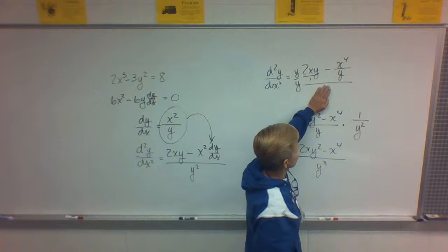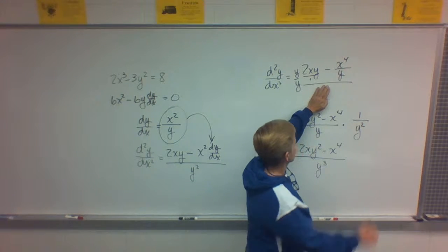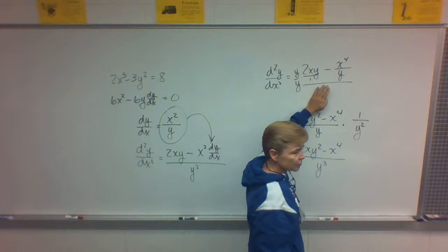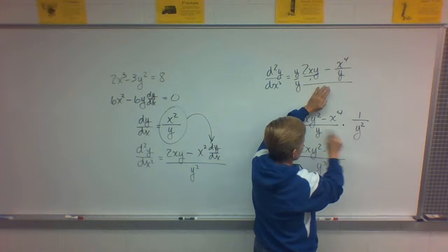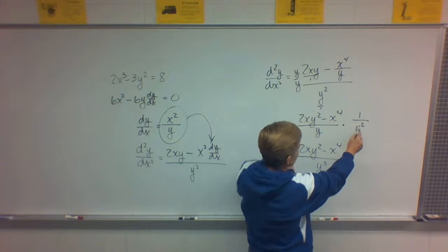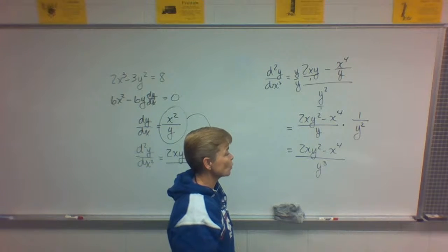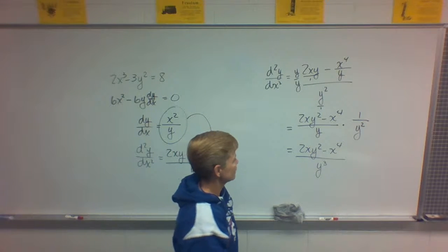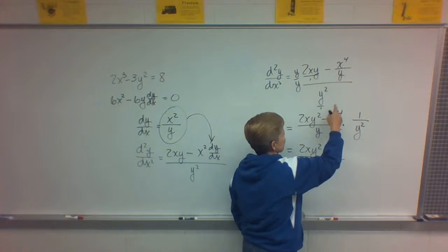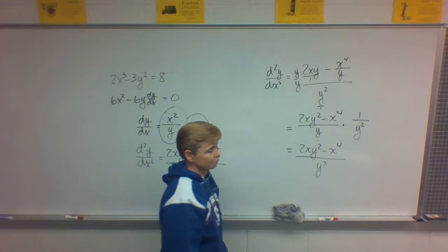Forget about this part right here, just look at the numerator. If I wanted to add those two things together, they both have to have a denominator of y. So I multiplied this one by y over y, so its denominator can be y. Then I have (2xy squared minus x to the fourth) all over y, times the reciprocal of the denominator. Why would it be y cubed? Because I've got a y here from the numerator times y squared gives you y cubed at the bottom. We okay with that?